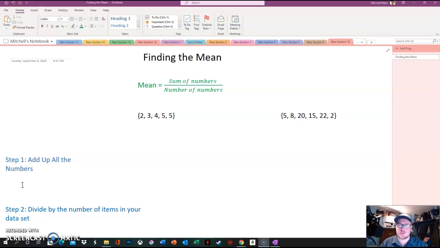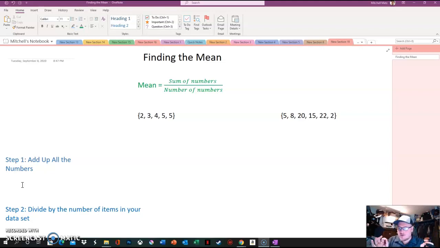In this tutorial I will be showing you how to find the mean. So what the mean is, it's just the average, or calculating the average of a data set or a list of numbers. And the average is just a single value number that tells you generally where all the numbers are, or what number best represents all of the numbers.